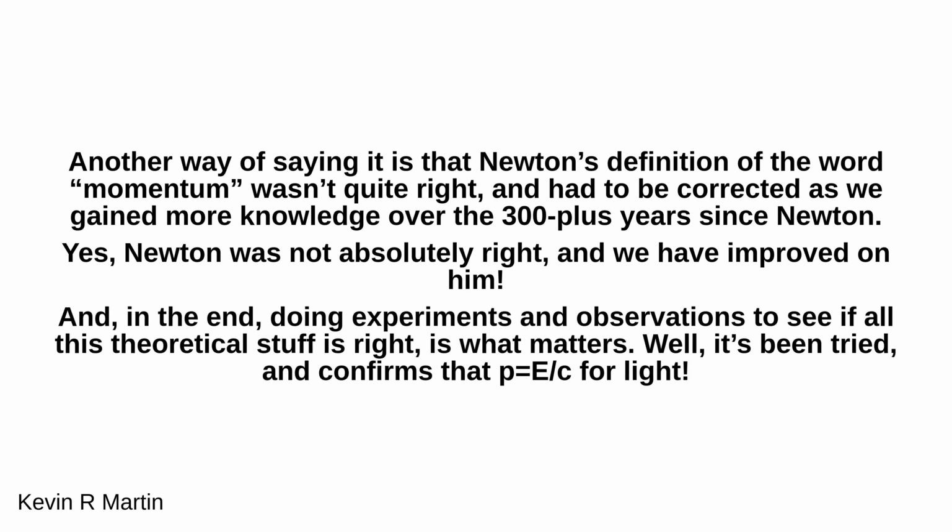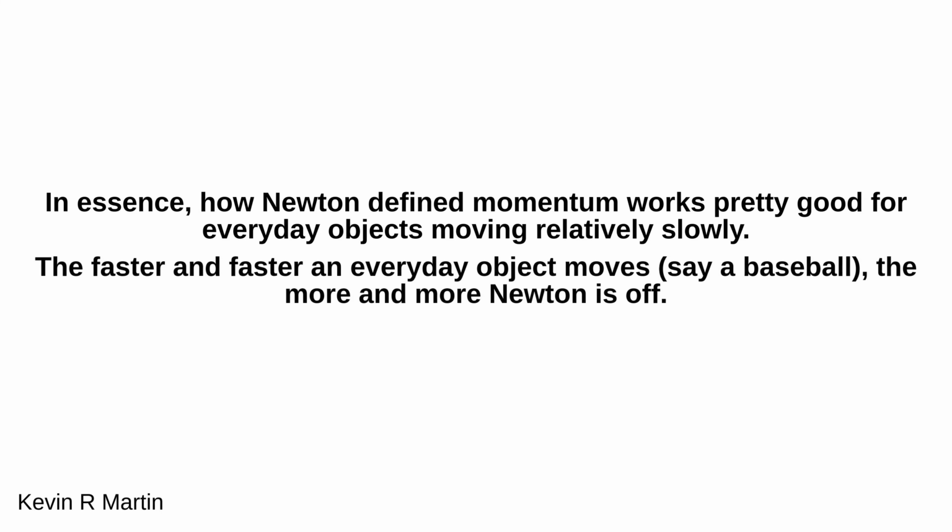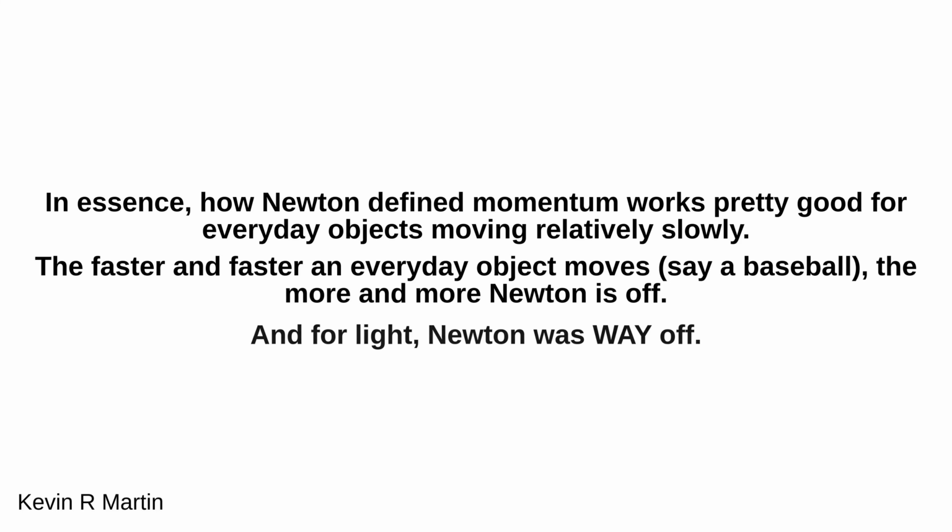Yes, Newton was not absolutely right, and we have improved on him. And, in the end, doing experiments and observations to see if all this theoretical stuff is right is what matters. Well, it's been tried, and confirms that p equals E/c for light. In essence, how Newton defined momentum works pretty well for everyday objects moving relatively slowly. The faster and faster an everyday object moves, say a baseball, the more and more Newton is off. And for light, Newton was way off.